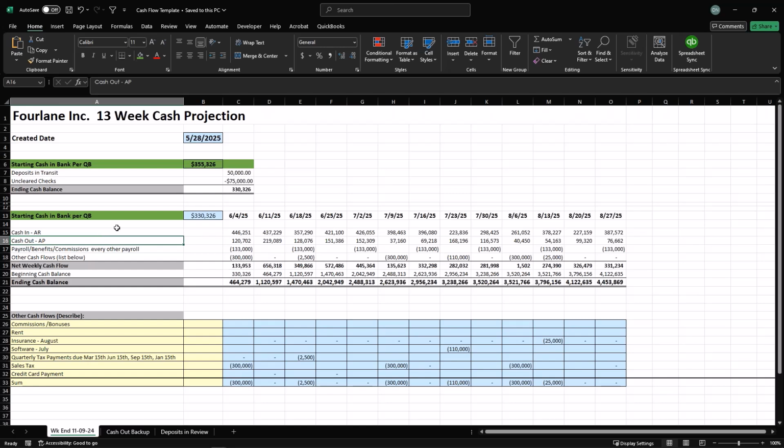Now you'll see we've got cash out and payroll separated as well as other cash flows, right? So we've separated out a few common ones here, but these are really just anything that you would benefit from seeing as a separate line in a cash flow projection. Okay, some people don't want to include commissions with their payroll. Some people do, right? So that's your choice.